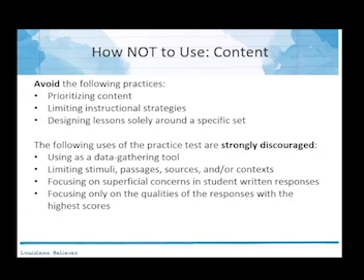And then we have a list that we strongly discourage when using the practice test. Definitely not as a data gathering tool. It's not designed for that. We certainly discourage limiting stimuli, passages, sources, or context based on only what you're seeing on the practice test, because we're limited in what we can put in there. And then we certainly want to discourage focusing on superficial concerns in student written responses.